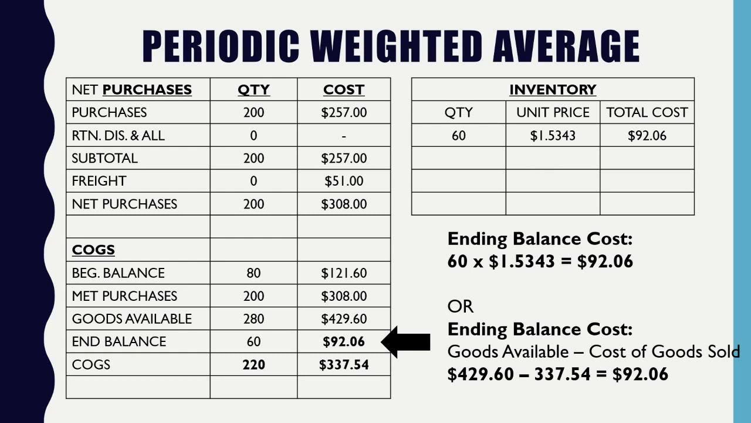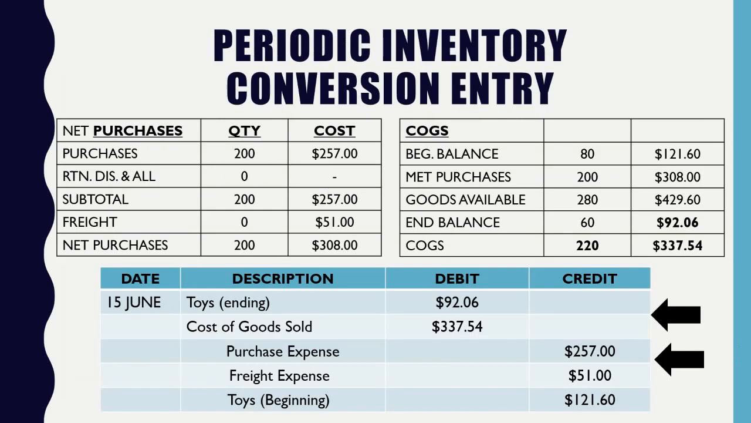And of course, how do I solve for my ending balance? You have a choice here. You could choose to calculate the ending with the average cost, or you could take the goods available and subtract the cost of goods sold to get a total of $92.06. Last but not least, we need to remember to plug in our numbers, and the last thing we need to know here is the beginning balance.